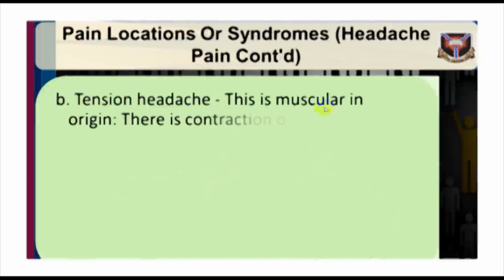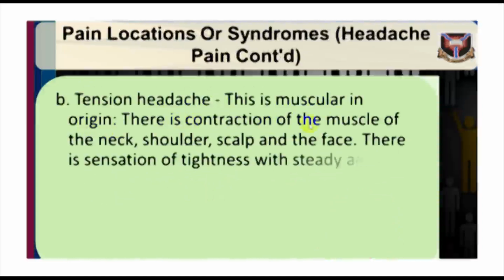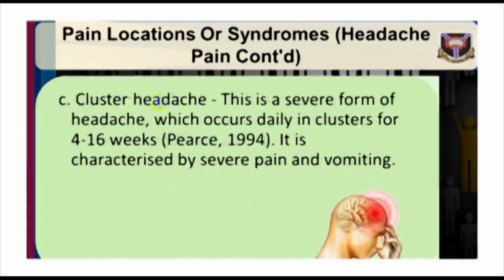B. Tension headache. This is muscular in origin. It is contraction of the muscle of the neck, shoulder, scalp, and the face. There is sensation of tightness with steady ache on both sides of the head. It is high in intensity, frequency, and duration.